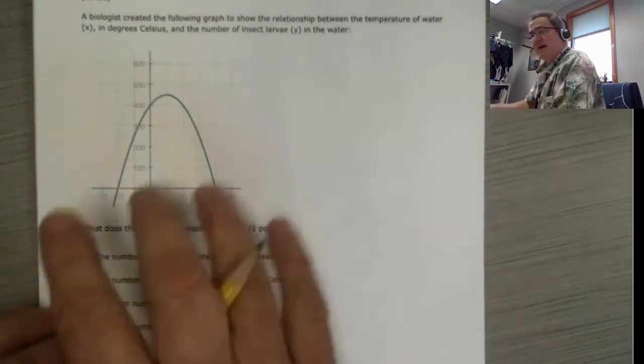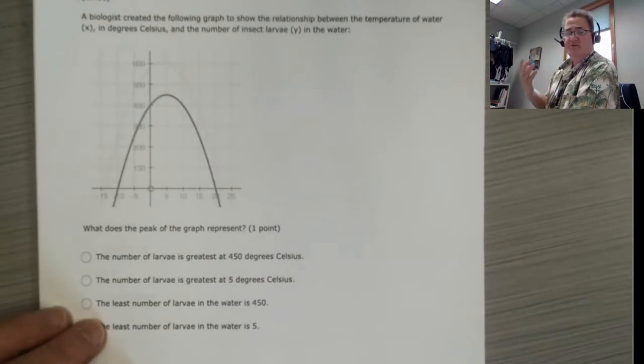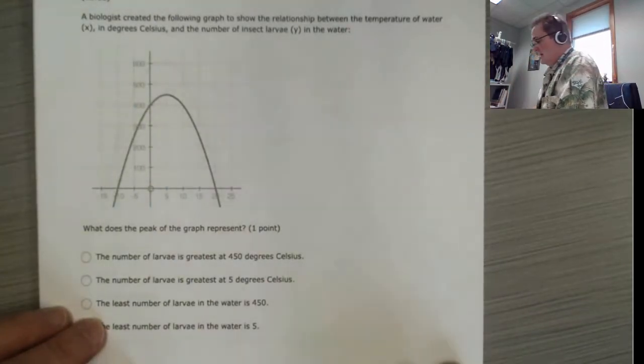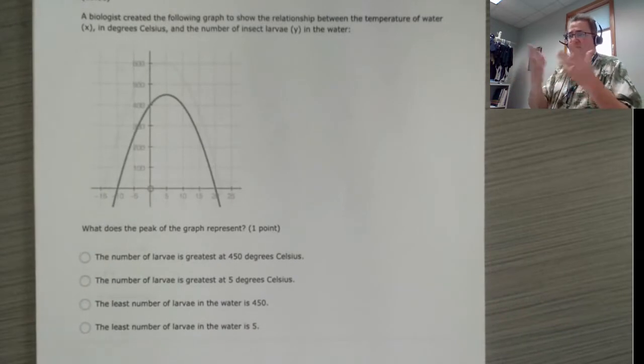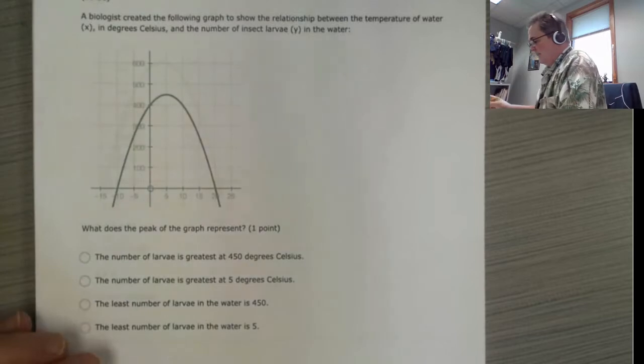Okay, more graphs. A lot of graphs in this one. You have to understand what you're seeing, and that's a very important part of life, is understanding. There's so much information given to you in graphs and charts, in the news, in jobs, just everywhere.